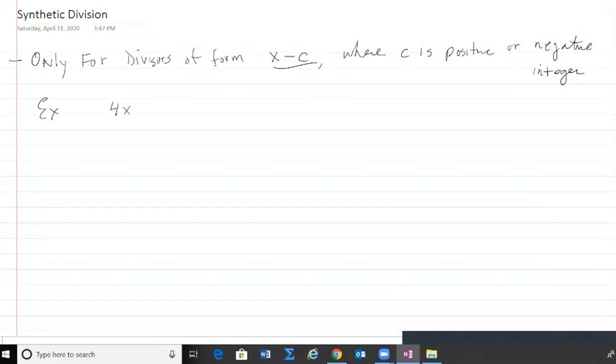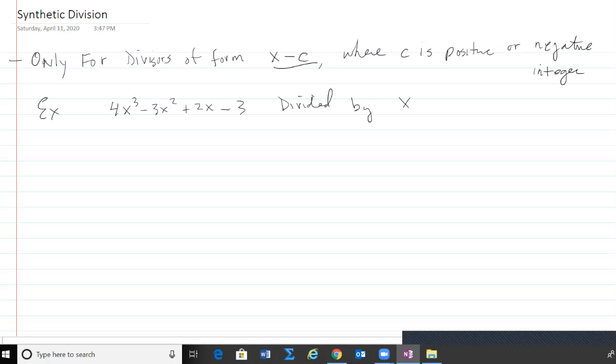Let's say we have 4x cubed minus 3x squared plus 2x minus... whoops, we don't want that extra x in there. We'll say minus 3, divided by, let's say, x minus 3.